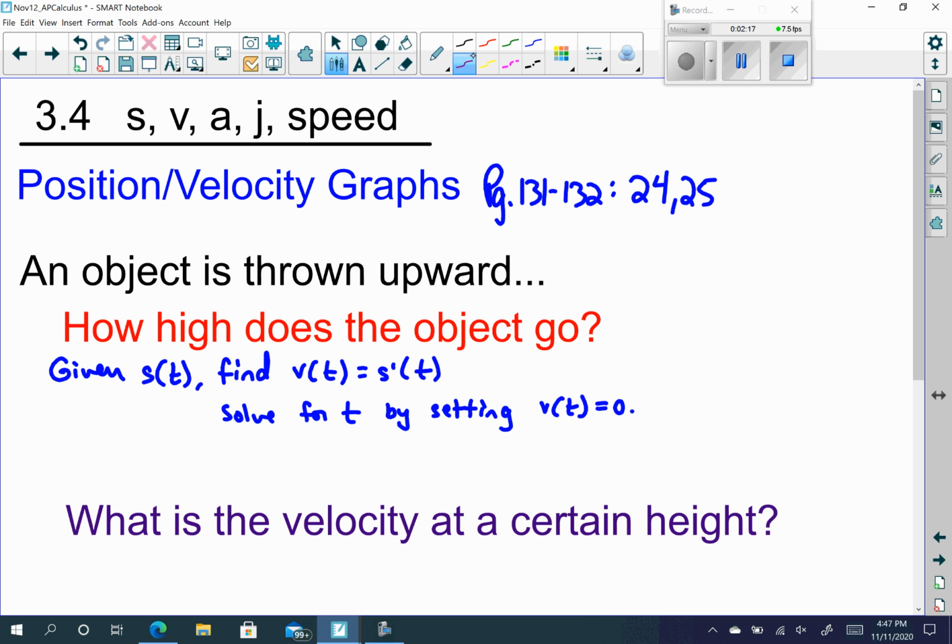Once we have that, we're looking for position. So once we find t, then you want to find s of t again by substituting whatever solution you get in for that t. So let's say t is 5 seconds, then we want to find s of 5.